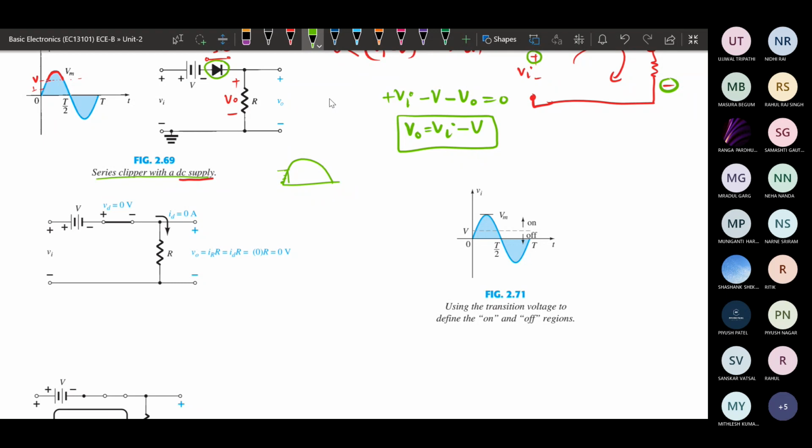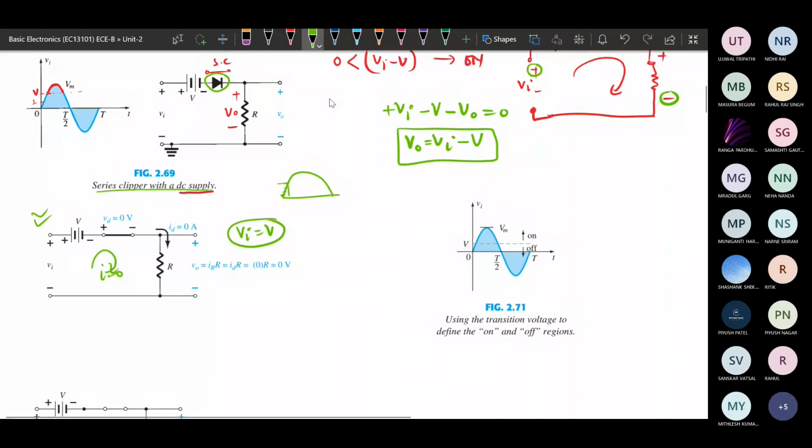To identify that triggering point, such that the current flowing will be a positive value, we put Id as flowing through this circuit equal to 0, and at that time the diode is on. If we apply KVL, that voltage will be given by the V voltage. So from there we get Vi equals V. That means for input voltage Vi equals V, the diode will be on. This is how we decide the transition voltage at which the diode turns on.